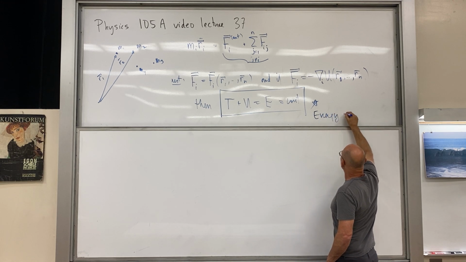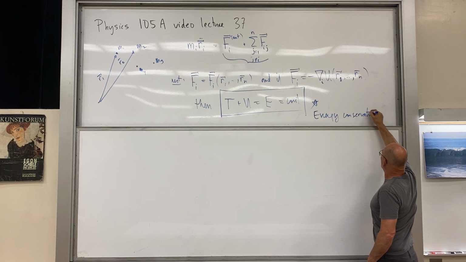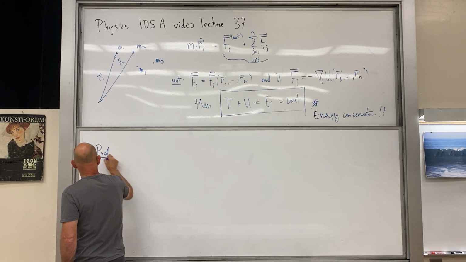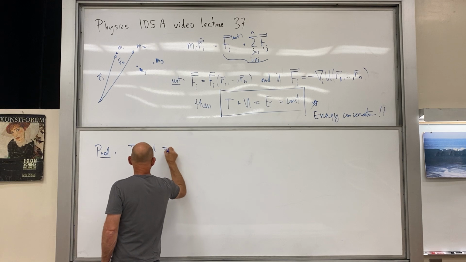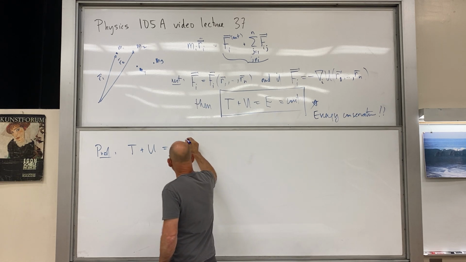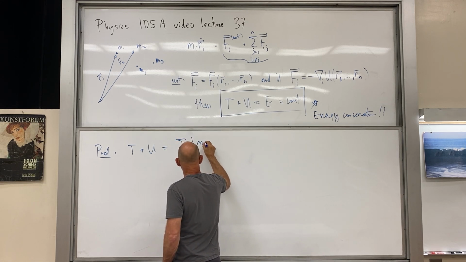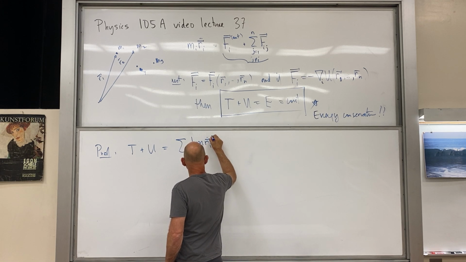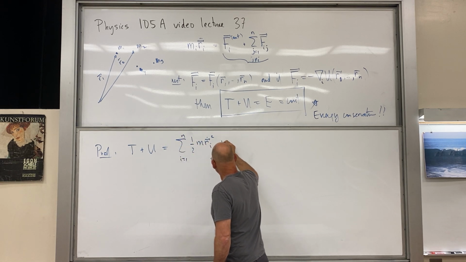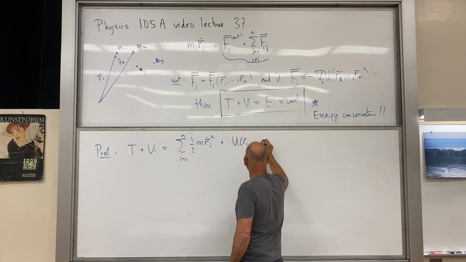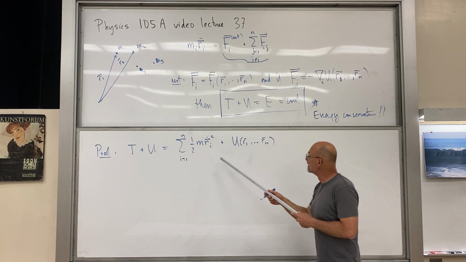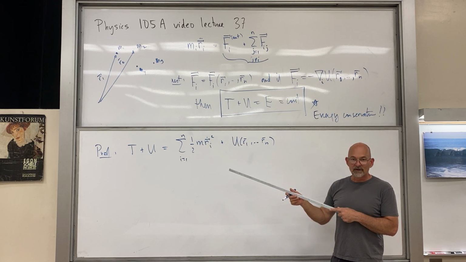Energy conservation. So proof: T plus U is going to be the kinetic energy of the entire system of particles. So that will be the sum of 1/2 m r sub i dot squared, i equals 1 to n, plus U of r1 to r sub n. And to prove that this is constant, we have to take the complete time derivative and show that it vanishes.